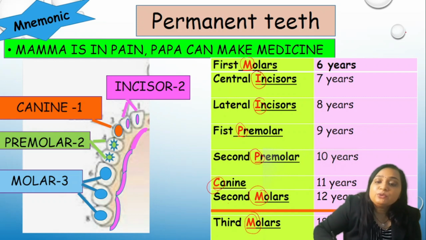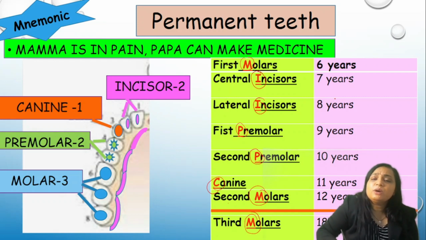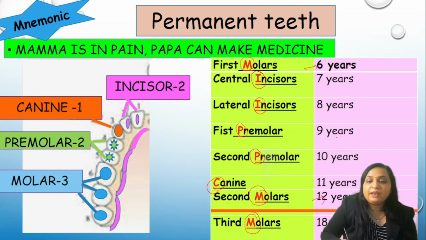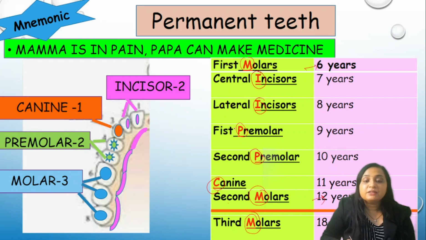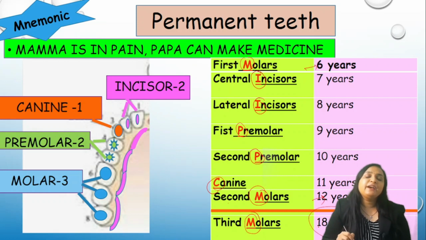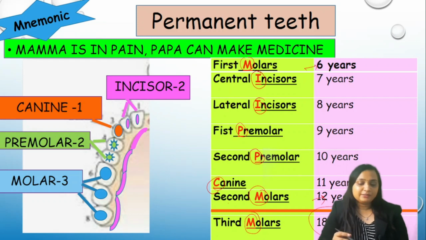Now how are we going to remember the age? You have to simply add 1 to all. You have to start with 6 and you will be ending at 12. So first molar, Mama, 6 years. Central incisor is 7 years. Lateral incisor is 8 years. First premolar, for pain, is 9 years. Then second premolar 10 years. Canine 11. Second molar 12. And third molar between 18 to 25. Isn't it easy? Mama is in pain, Papa can make medicine.